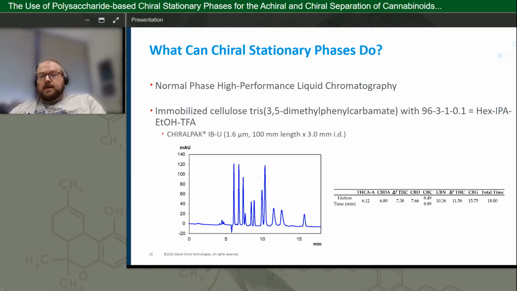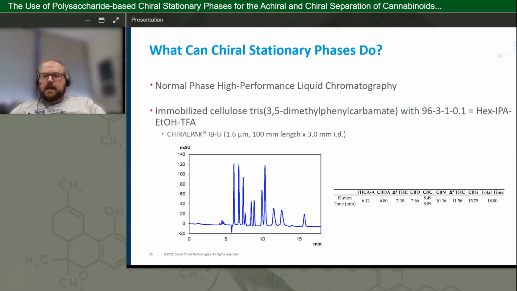If someone doesn't have SFC equipment, supercritical fluid chromatography equipment, because it is a little bit more infrastructure heavy to install, a normal phase or HPLC that was already set up, we can do the same sorts of separations of that mixture using normal phase HPLC as well. Here we have that same chiral stationary phase that we used in SFC mode, immobilized cellulose tris 3,5-dimethylphenyl carbamate. In the normal phase mobile phase, using 96% hexane, 3% isopropanol, 1% ethanol, and then 0.1% by volume of trifluoroacetic acid.